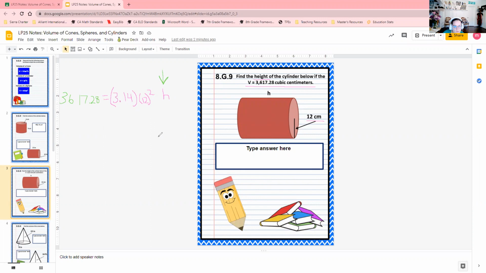Okay, 12 to the second power, that is 12 times 12, gives us 144 times our 3.14. Okay, well, 3.14 times 144 is 452.16. Bring down our h, bring down our equals, bring down that 3,617.28.